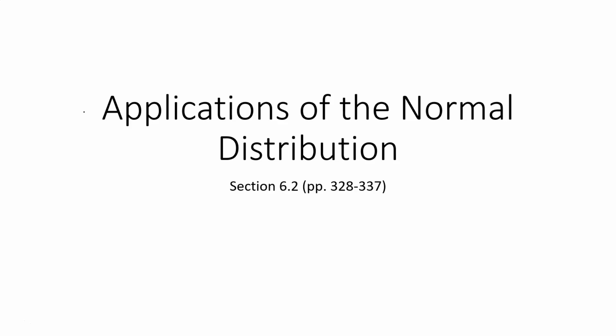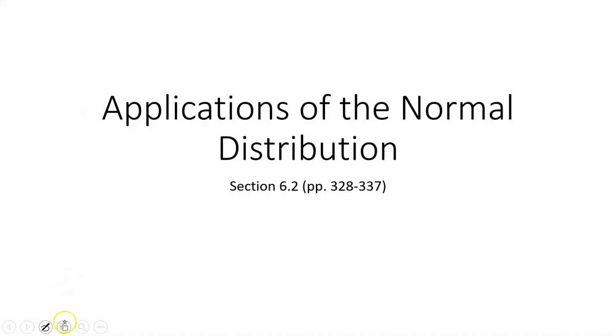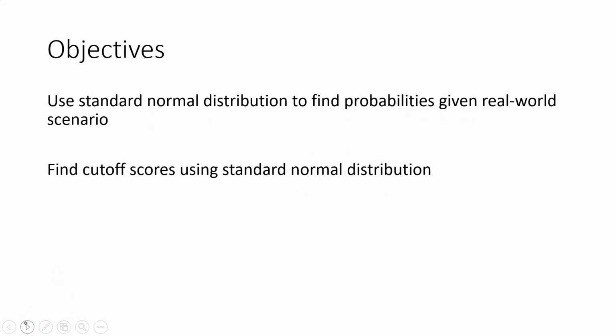We learned about that normal distribution at a basic level in the last video. But we've got a couple goals in this lesson today. The first one is to find probabilities given a real-world scenario. That'll be very similar to what we did in section 6.1. Only difference is instead of being given z-scores, we're going to be given real-world values, and we're going to then convert those to z-scores. The second application we're going to look at is to find cutoff scores.